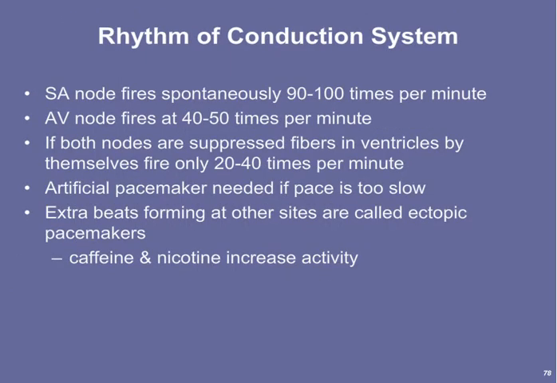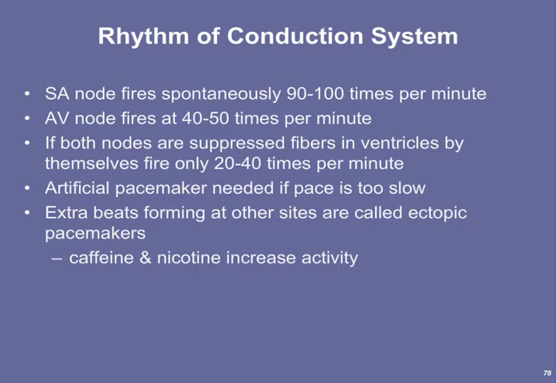So the big picture here is that there's two different pacemaker nodes of the heart, the SA node and the AV node. Both of these nodes have an intrinsic firing rate. The SA node fires spontaneously at a rate of about 90 to 100 times per minute, whereas the AV node fires spontaneously at a rate of 40 to 50 times per minute.